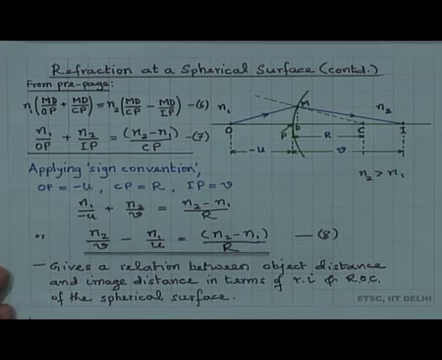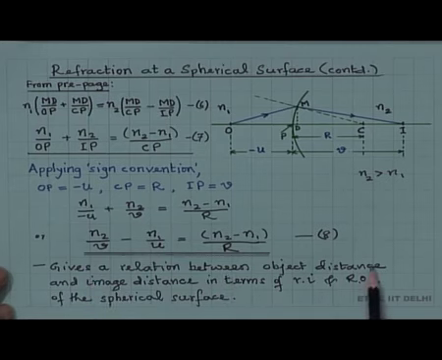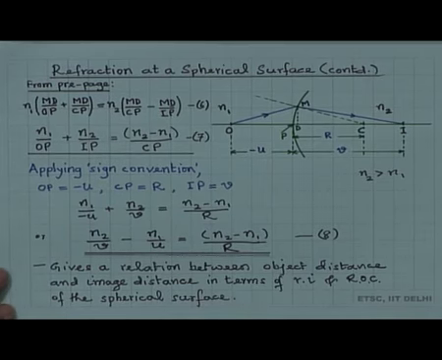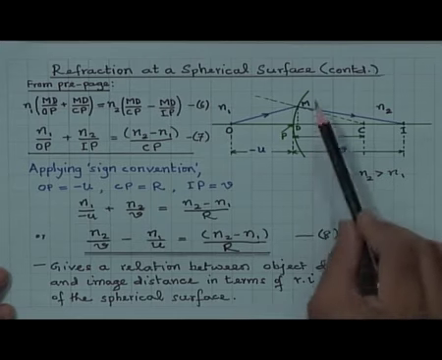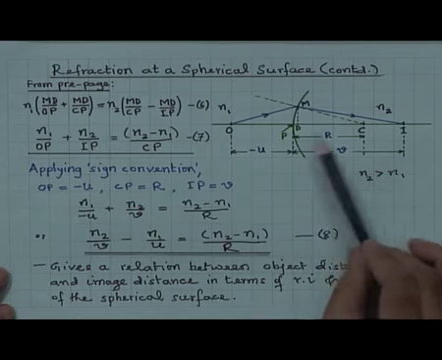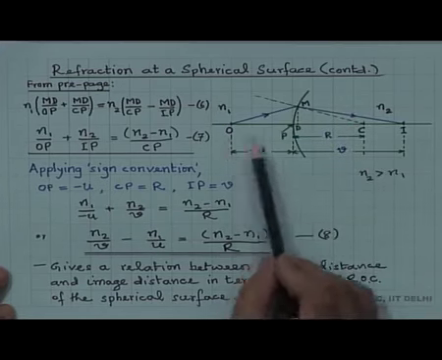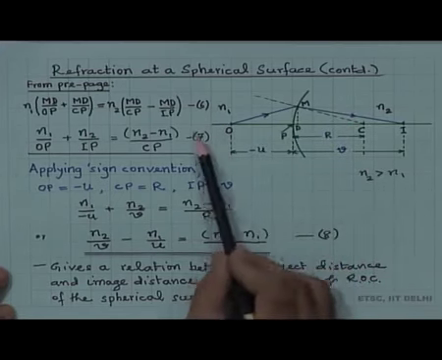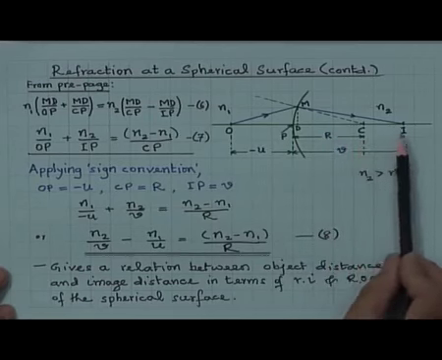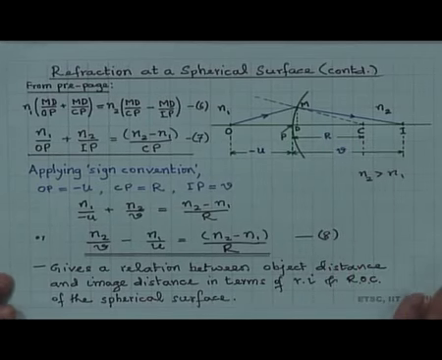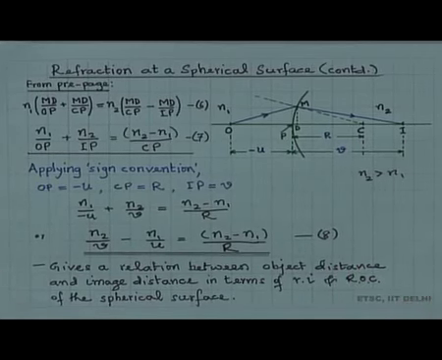Now, this is a very important equation in the sense that it gives a relation between object distance and image distance in terms of the refractive index and radius of curvature of the spherical surface. Given a spherical surface, it means the radius of curvature and refractive index of the materials are given, then for any position of the object, it will tell us what is the position of the image. So, if we take an example, it will become more clear.